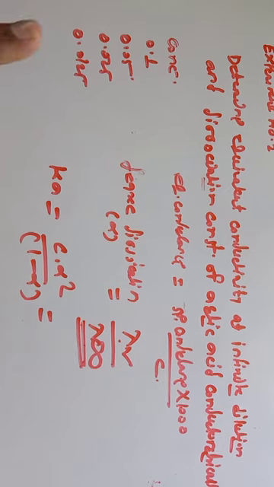So this is a very simple practical. You just understand the conductometer and the different terms involved in conductivity, that is specific conductance, equivalent conductance, what is conductance, what is resistance, degree of dissociation, and dissociation constant. So this is all about the determination of equivalent conductivity at infinite dilution and the dissociation constant of acetic acid.